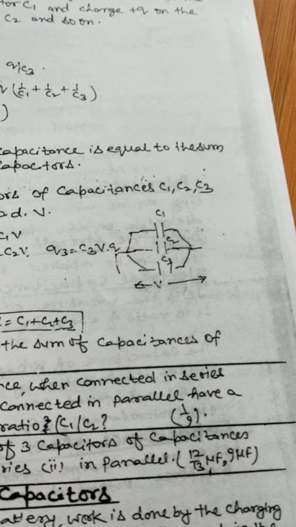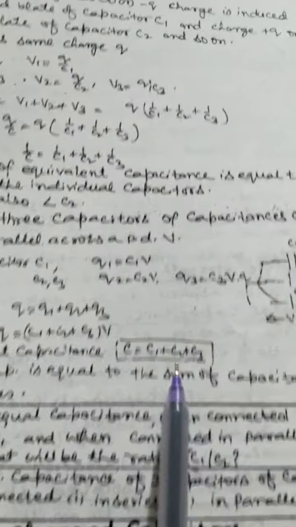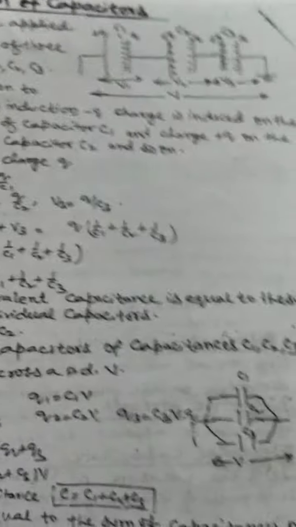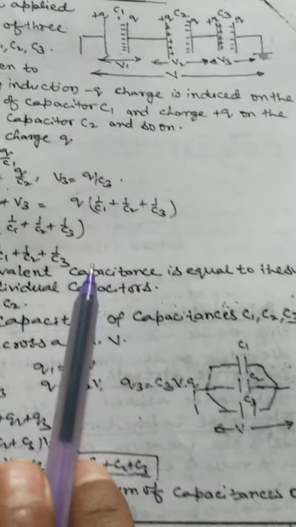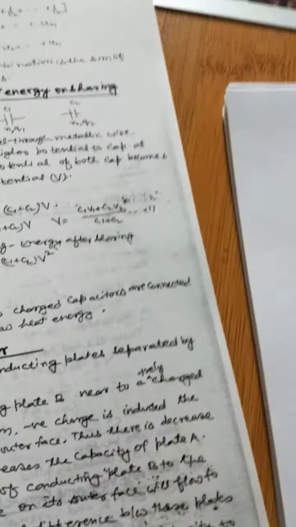For equivalent capacitance, again Q is equal to CV. So here I put the value here, Q is equal to CV. Then this V and V cancel out, we will get C is equal to C1 plus C2 plus C3. So in this way, in series, our formula is 1 by C is equal to 1 by C1 plus 1 by C2 plus 1 by C3, and in parallel, C is equal to C1 plus C2 plus C3. So any question comes, then we can apply the formula.